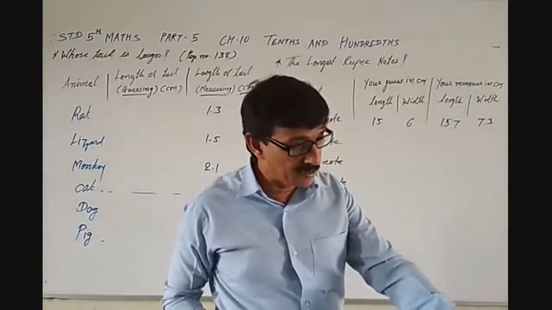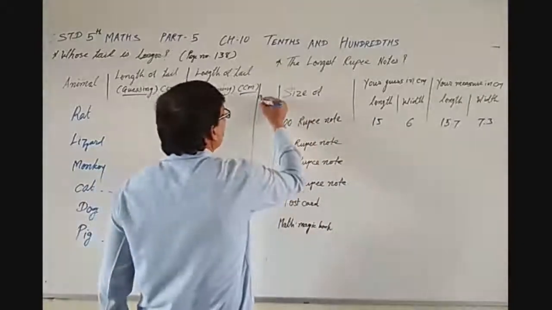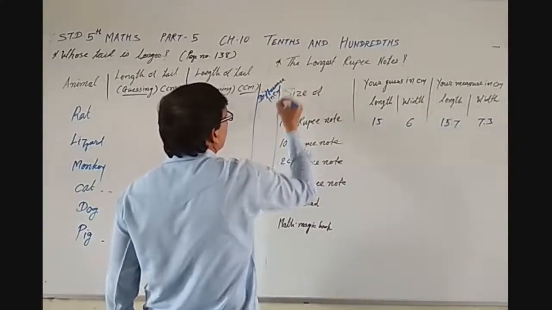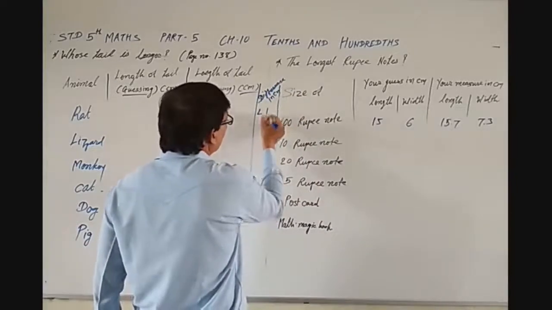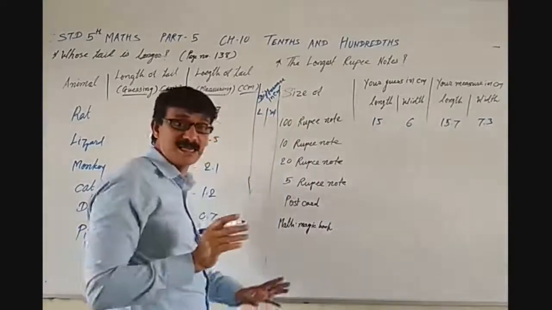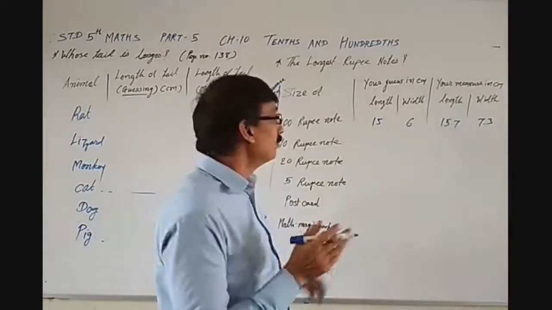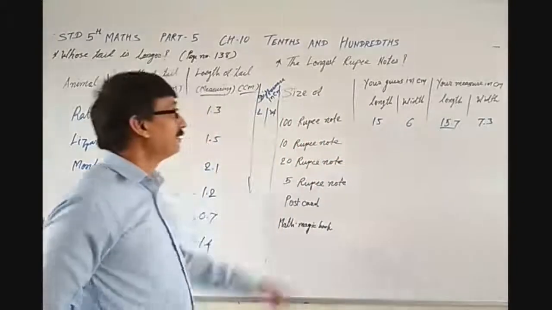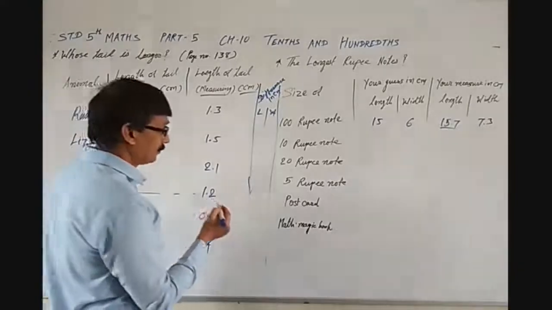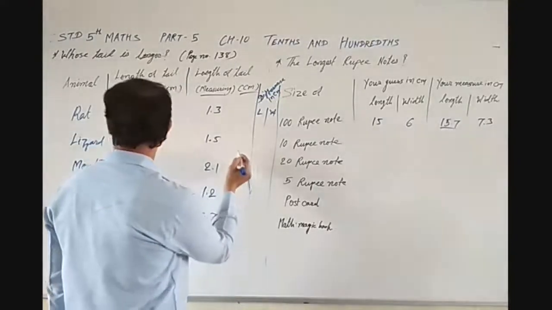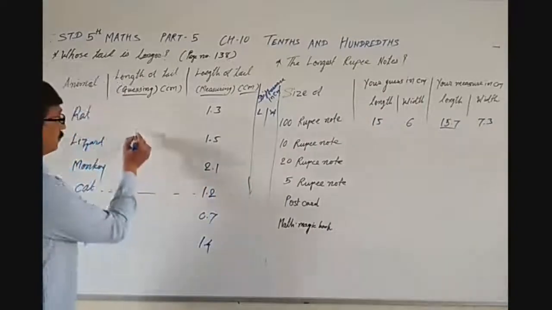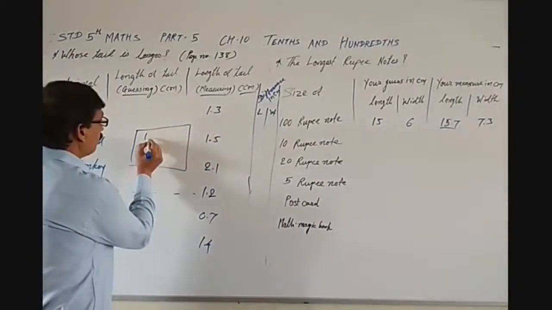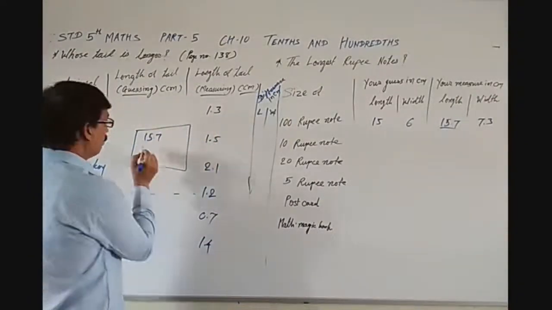Then what you will write? Difference in centimeter. And here you should write length. Here you should write width. Okay, like that. So what you will do? Now you will have to find out the difference. So here the real length is 15.7, and I guess, or you guess.